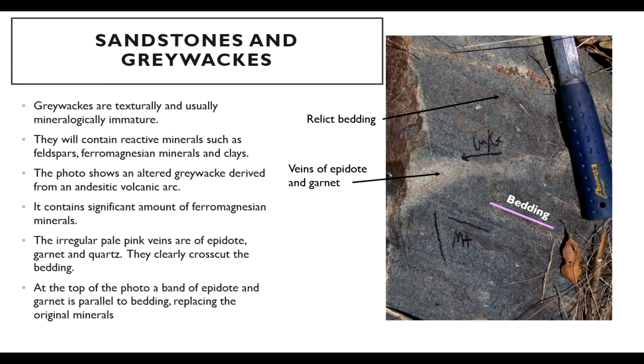Here's a greywacke. A greywacke is more immature, so it's got a diverse mineralogy that enables more reactive minerals to be stable: feldspar, ferromagnesian minerals, potentially clays. In this case, we have a pale pink vein of epidote with garnet. So it's a calc-silicate assemblage. This is a reasonably high grade if we're getting garnet and epidote alteration assemblages. So that's not overly common.